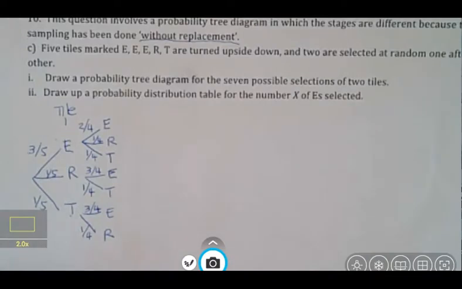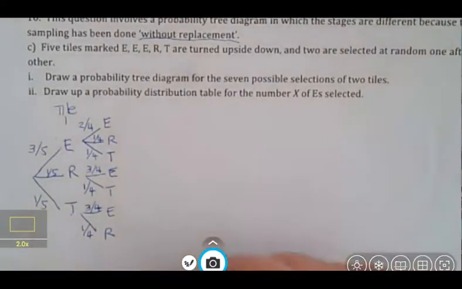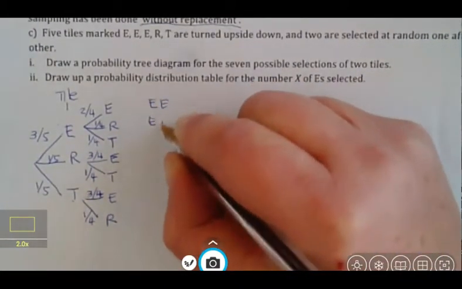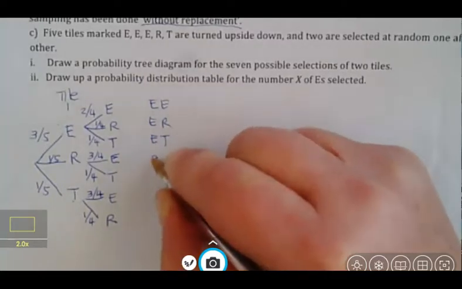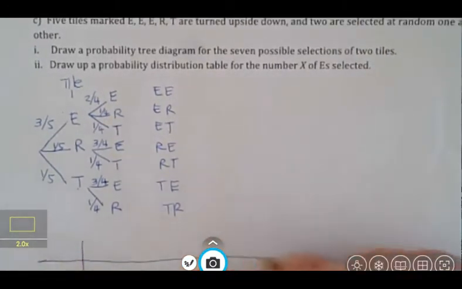So now, all our probabilities. We need to put these into the probability distribution table. So we've got EE, ER, ET. Then we've got RE, RT, TE, and TR. We have to draw up our table.